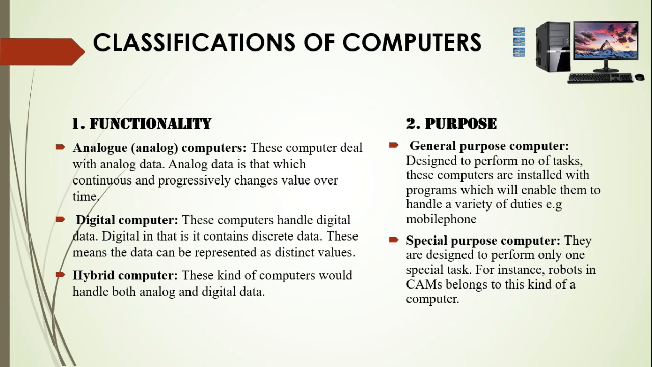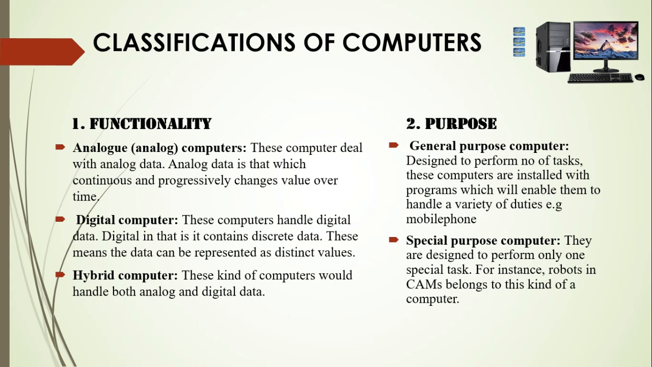But digital computers are computers that handle digital data. In other words, we say that it contains discrete data. That means the data can be represented in distinctive values. For example, if it is 10, it is 10. You can just have it as 12, 13, distinct characters or values. Then from there we have hybrid computers. These can perform both analog and digital data.